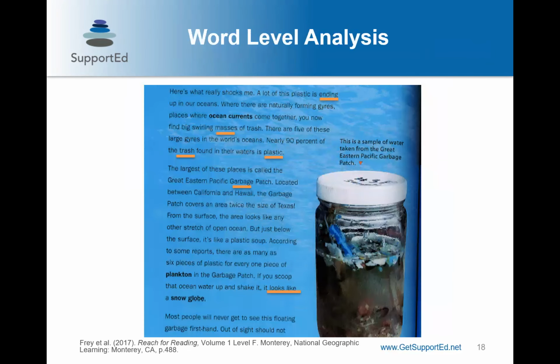All right, so let's take a look at the word level analysis. A lot of these words are things that you've already brought up. The first is "ending up," an interesting 2-part verb that definitely is not easy to figure out for our ELs. Some other words that other teachers have pointed out from this text are "masses." Trash, plastic, and garbage are all key to the main ideas of the text. And later on, you might want to think about explaining the words "looks like," as that's key to understanding the simile there.